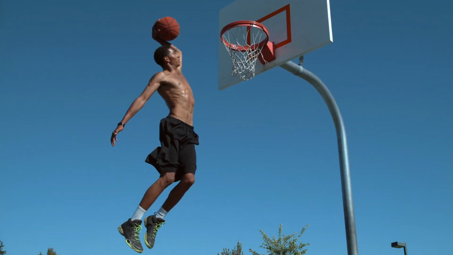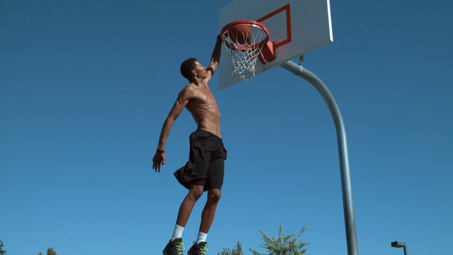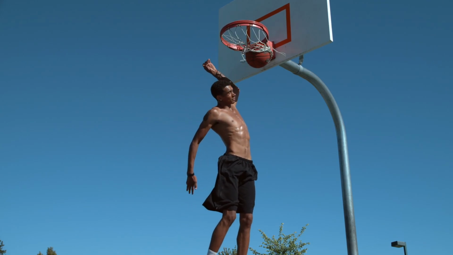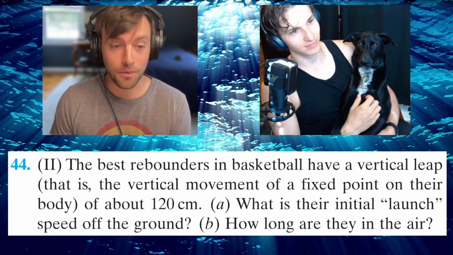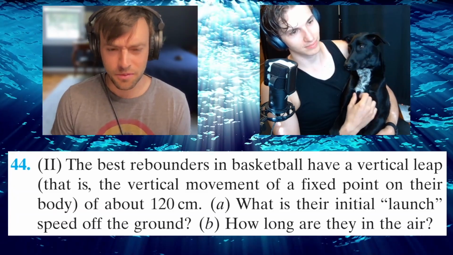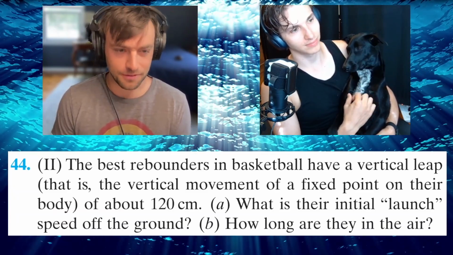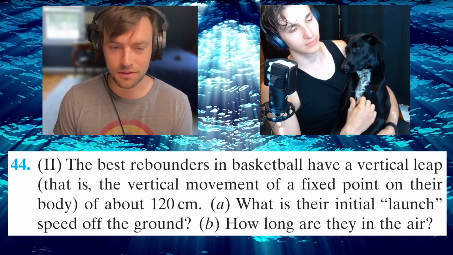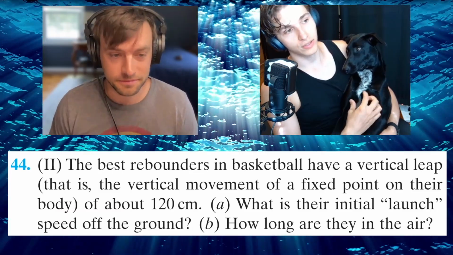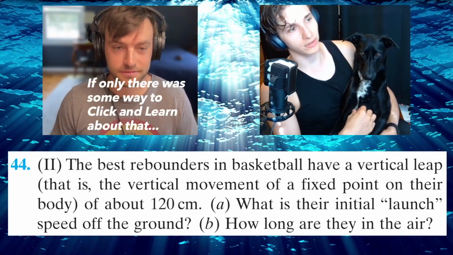The best rebounders in basketball have a vertical leap, that is, the vertical movement of a fixed point on their body, of about 120 centimeters. What is their initial launch speed off the ground? And B, how long are they in the air? So this is pretty relevant because the NBA Finals were last night.